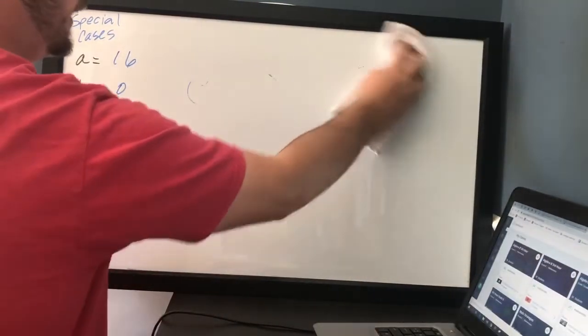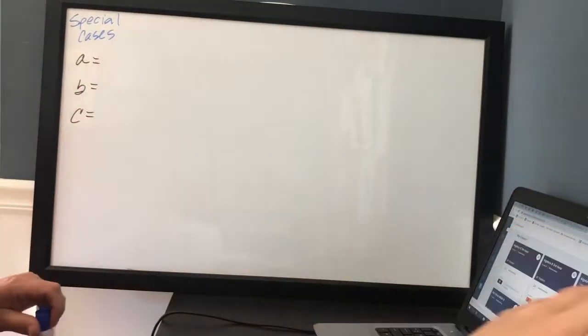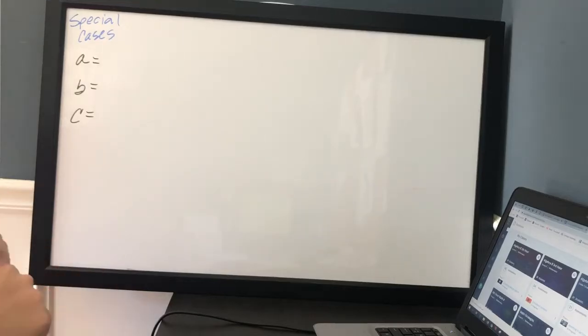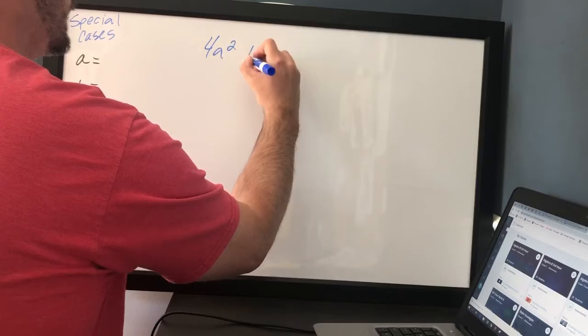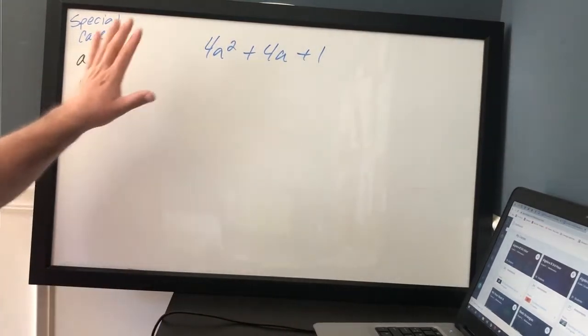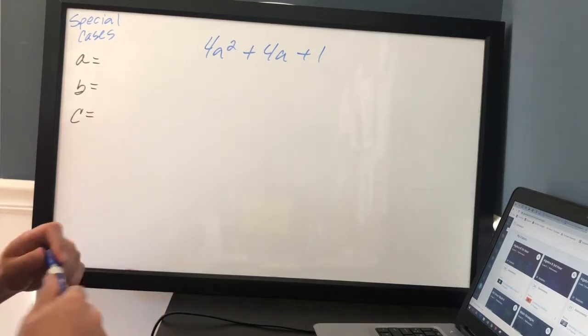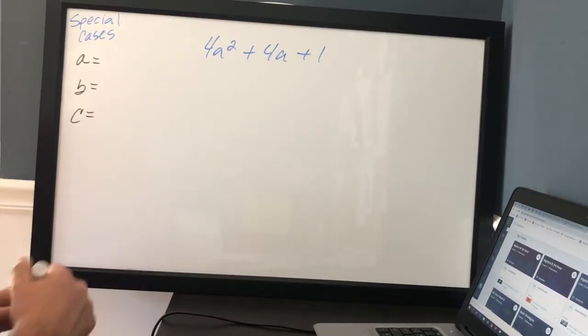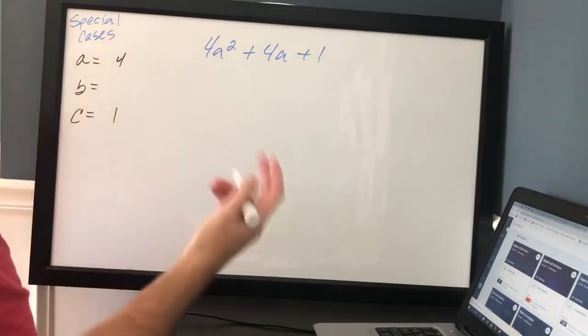Okay. There's one other form that falls under special cases. All right? And we're going to look at a couple of those right now. Here, we'll start with 4a squared plus 4a plus 1. Okay, now this one is not a difference of two squares. This is a perfect square binomial. All right, so in order for this to be possible, a and c, so 4 and 1, have to be perfect squares.